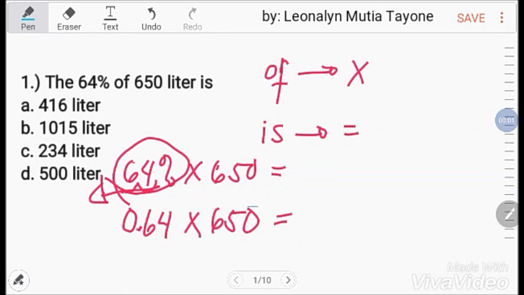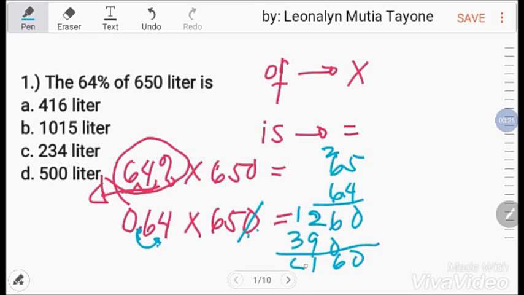Ngayon, mag-multiply na tayo. Paano mas madali mag-multiply? Itong 0 na to, i-cancel natin yan. Tapos itong decimal, i-move natin ng paisa papunta sa right. Kasi kung nag-cancel tayo dito, mag-move ka rin dito ng isa. And we have 65 times 6.4 is 416. This is the answer.